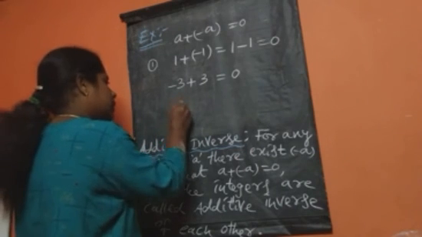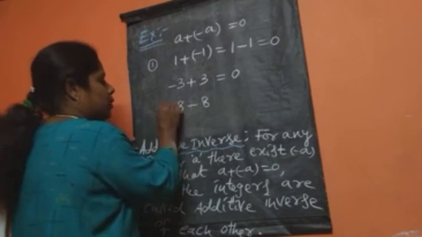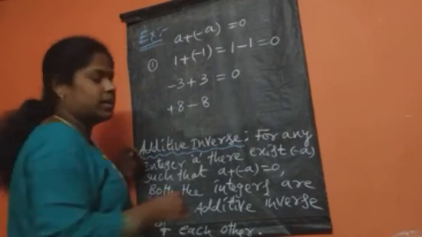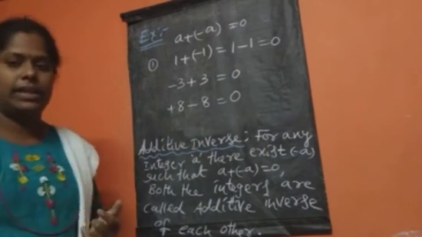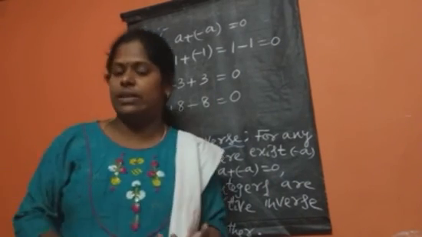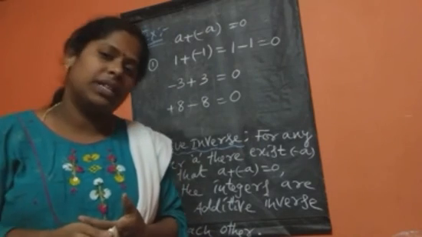So when we add the same number with the opposite sign, we will get 0. These are some examples. Again, take one example: 8. Plus 8 minus 8 means we will get 0. So the additive inverse of 8 is minus 8. The additive inverse of 5 is minus 5. The additive inverse of minus 4 is plus 4.